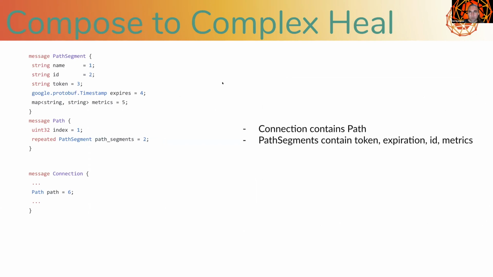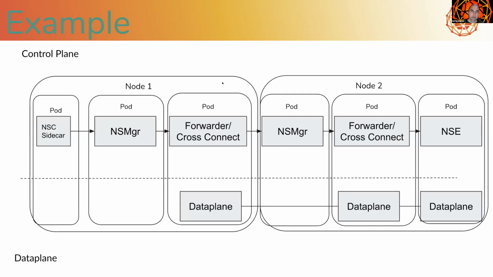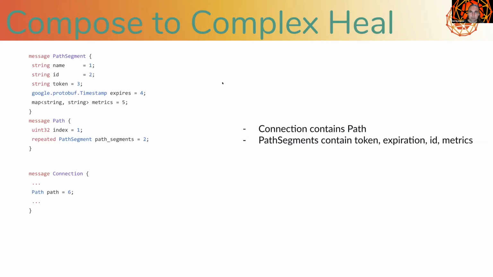Now, this does introduce one wrinkle to healing, because you would like to be able to heal in such a way that if you lose some element in the system, say if your network service manager restarts, you would like to get back as close to what you had before as possible. The way that we accomplish this going forward is with paths. A path is very simply a repeated set of path segments and the index for where we are.